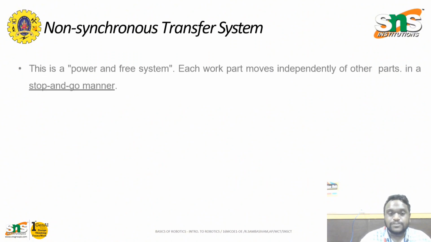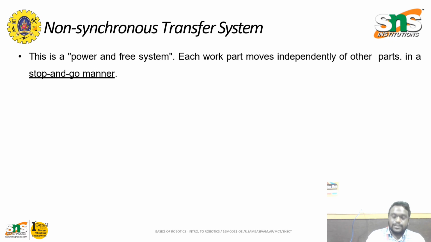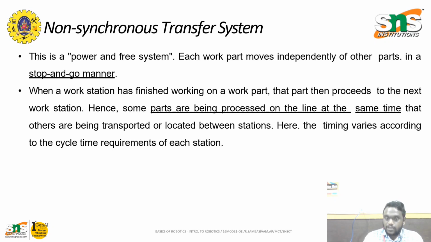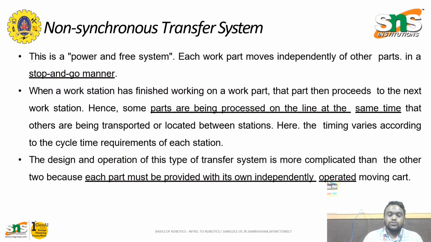Then moving towards non-synchronous transfer, this works in a stop and go manner. It is a power and free system, which means each pallet moves independently of the other pallets. When a workstation has finished working on its part, the parts are processed on the line while at the same time the others are being transported or located between the stations. Hence the cycle time may vary according to each workstation, because the work time of a particular robot may be longer than at the previous workstation. So based on the performance, the non-synchronous transfer works towards each sector, and the pallets are independent, moving without contact with the previous parts. It operates on each individual part.